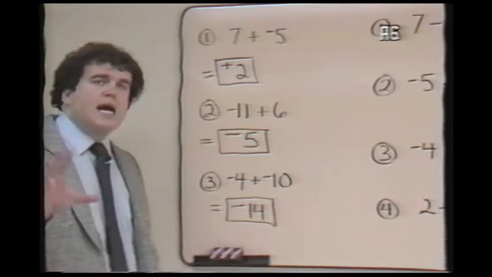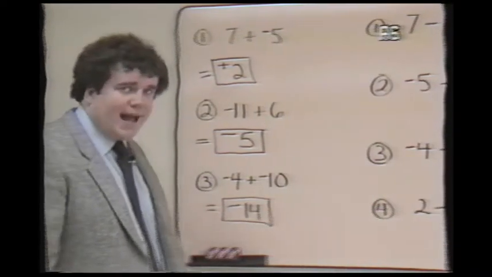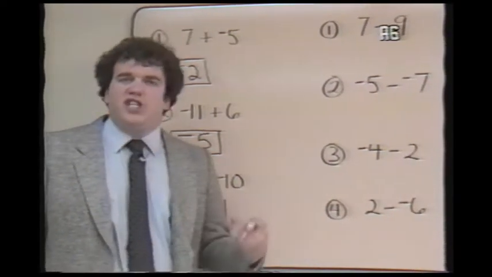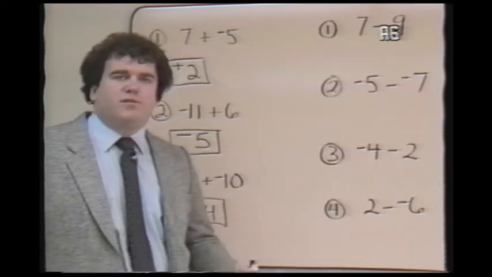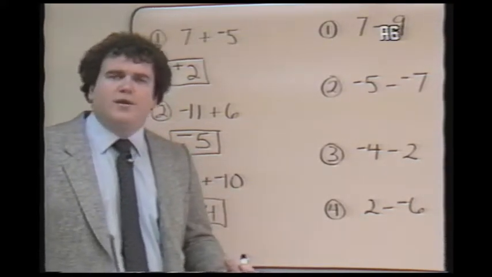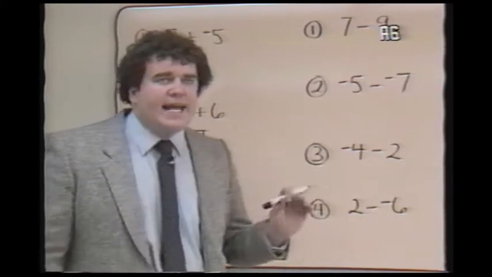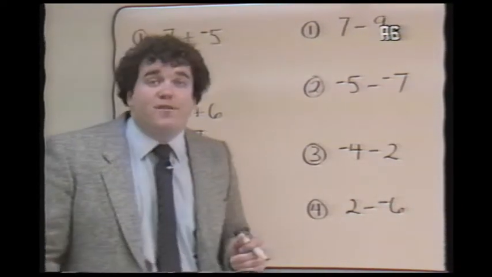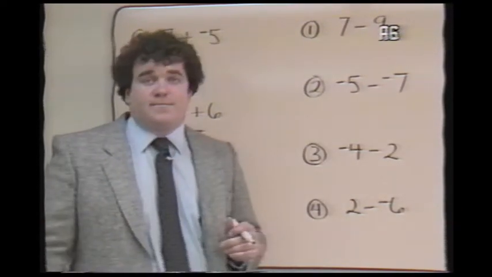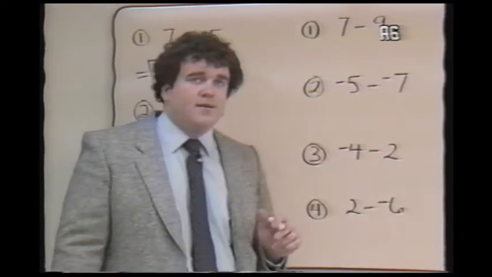Now, it's time for me to start subtracting. When I subtract, all I do is change the sign of the subtrahend and follow the rules of addition. Now, what does that mean? What that means is I'm going to take the second number, or the number that I'm subtracting from the first number, and change its sign. And I also change that minus sign to a plus sign.